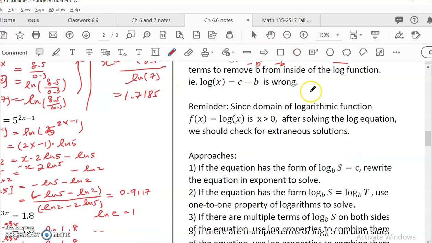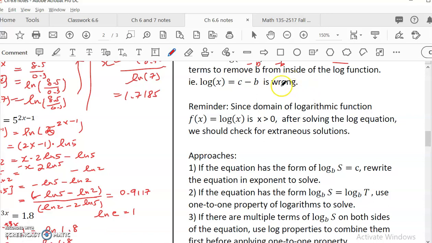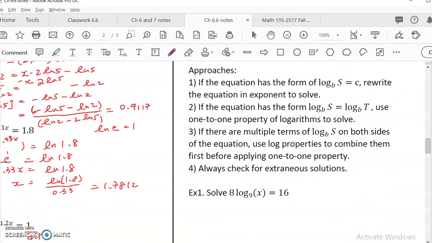No. The second thing you need to know is we know that log has a restricted domain, right? Anything inside the log has to be positive. So after you solve your log equation, always check against the domain. And before you solve any log equation, you should notice what the implicit domain is supposed to be. And again, what are the approaches?